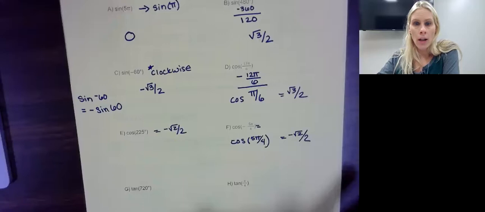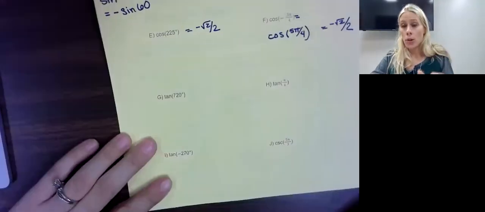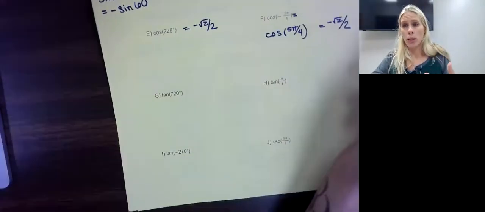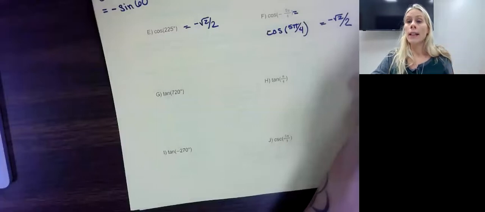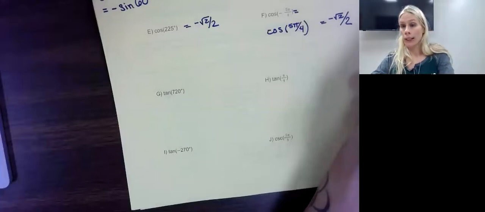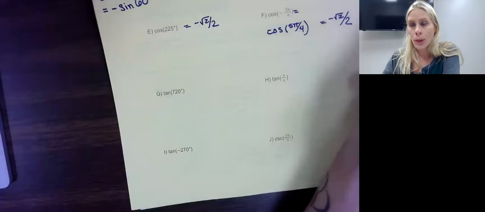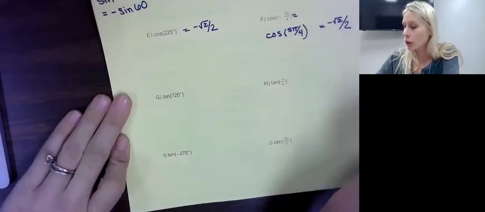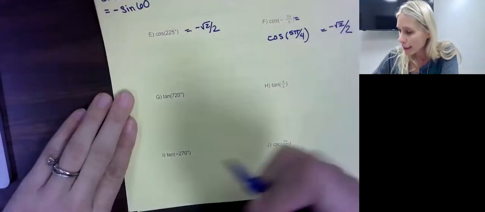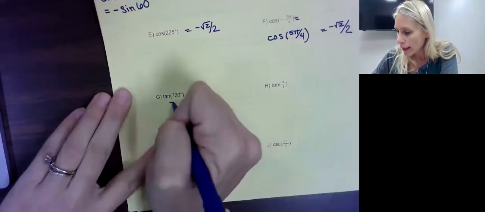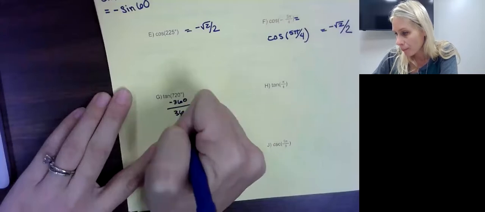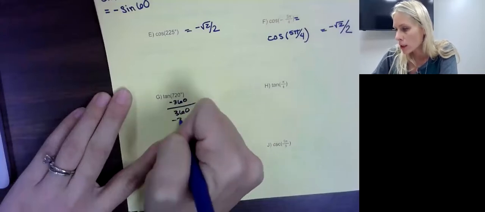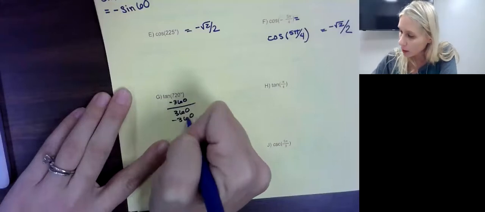Tangent of 720. So we got two things to keep in mind. 720 is more than 360, right? So we have to subtract our full-on rotation. And we have to think of tangent as sine over cosine, okay? So let's reduce our full circles. If we subtract 360, we get 360. Subtract 360 again, and what do you know? We're at 0. So we're finding tangent 0.